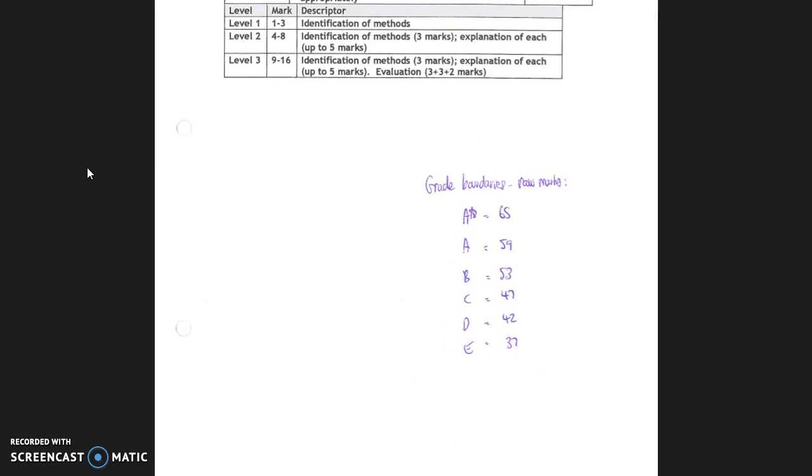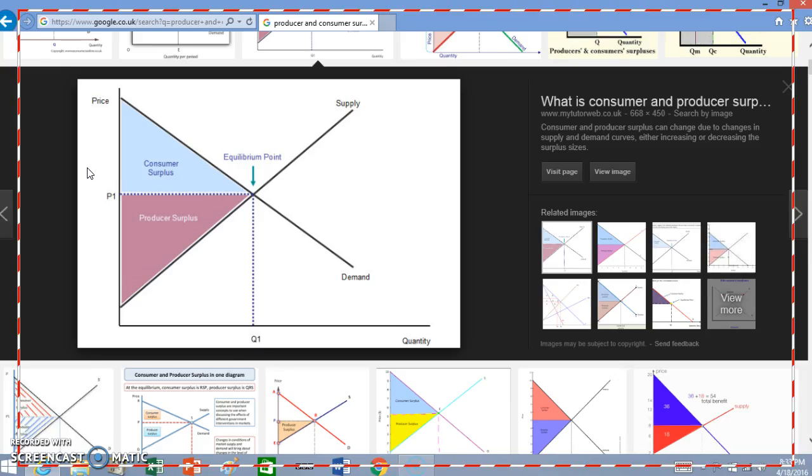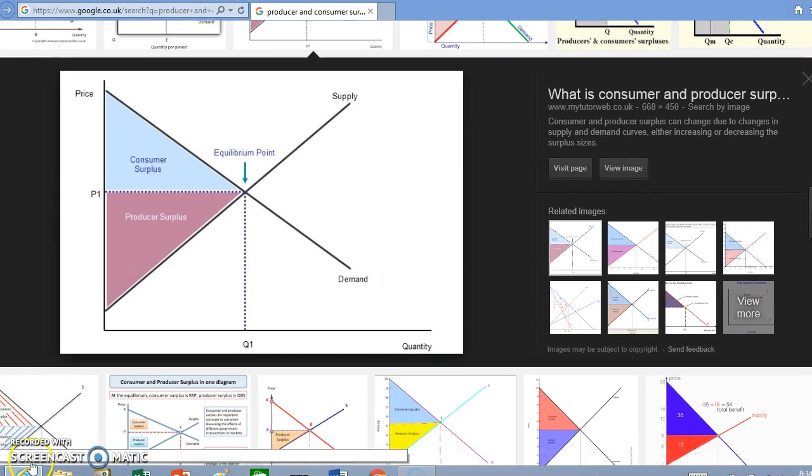There's your grade boundaries. Again, make sure you refer back to the PowerPoint for the rest of the lesson and access those extension revision tools. Okay, but mostly lots of positives there. Again, very, very well done.